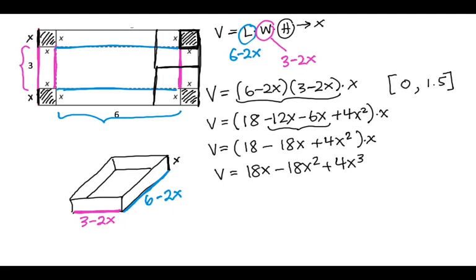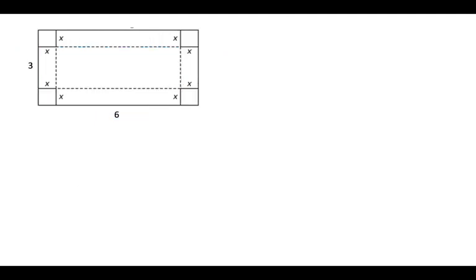Okay, so there's my volume function. All right, so my maximum volume is either going to be at x equals 0, x equals 1.5, or at some critical value in between those two. So now we want to calculate our critical values. So let me go erase everything. We'll just recopy our volume formula.